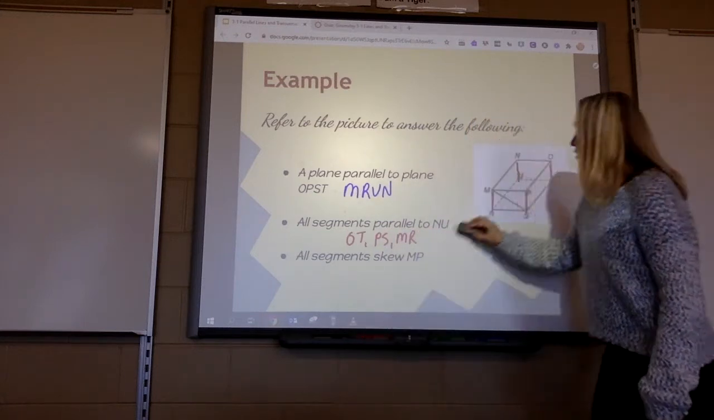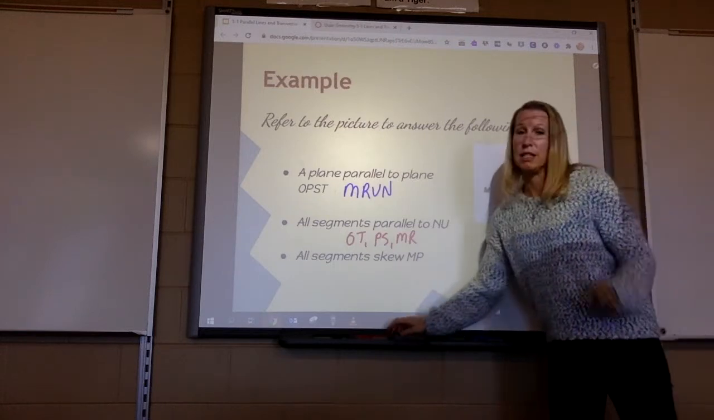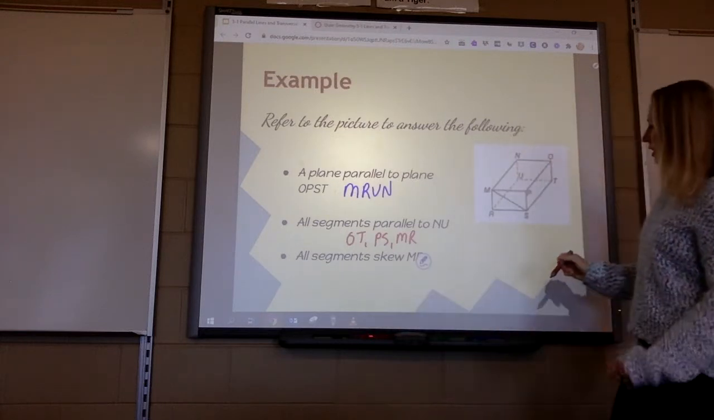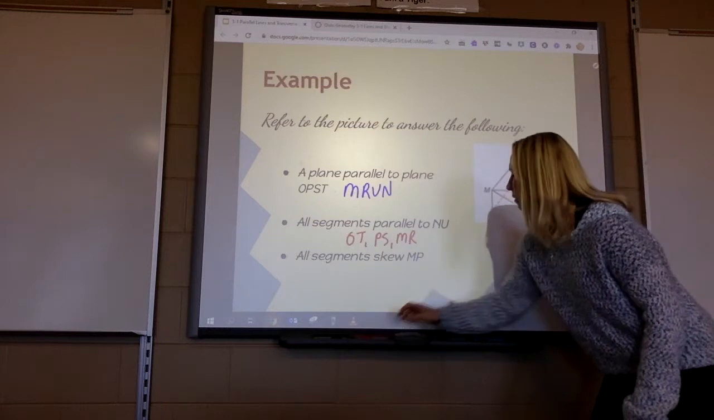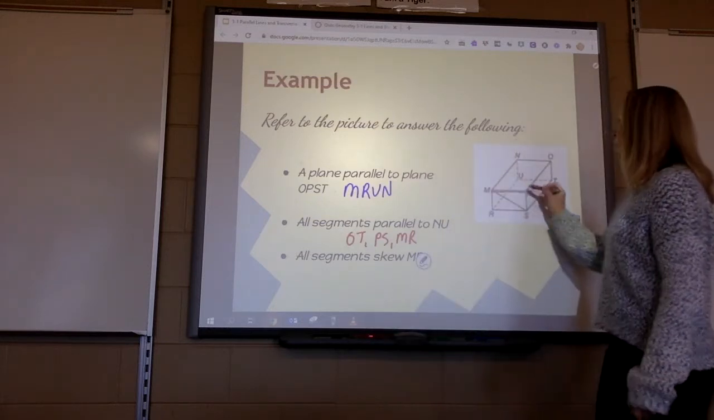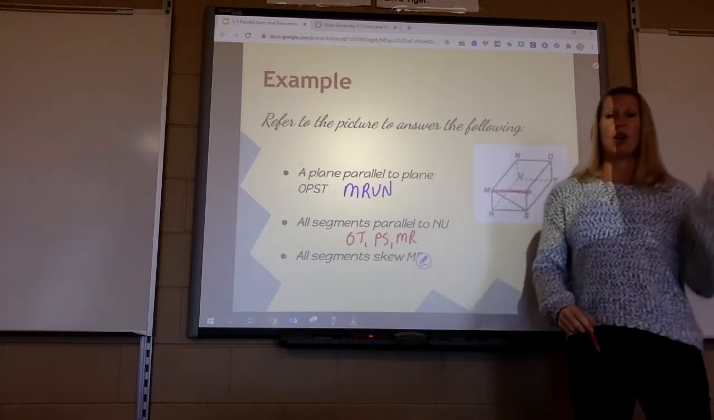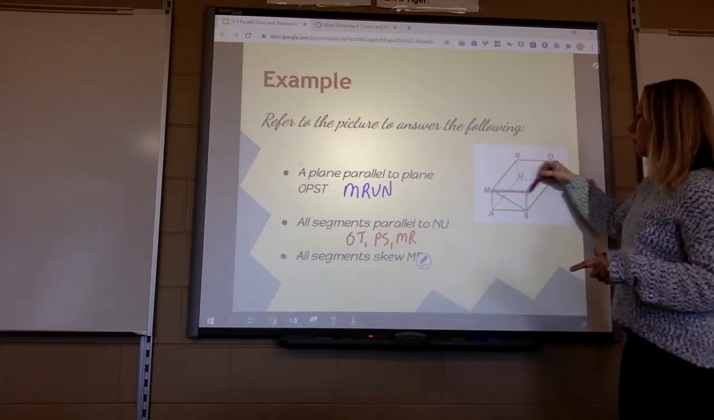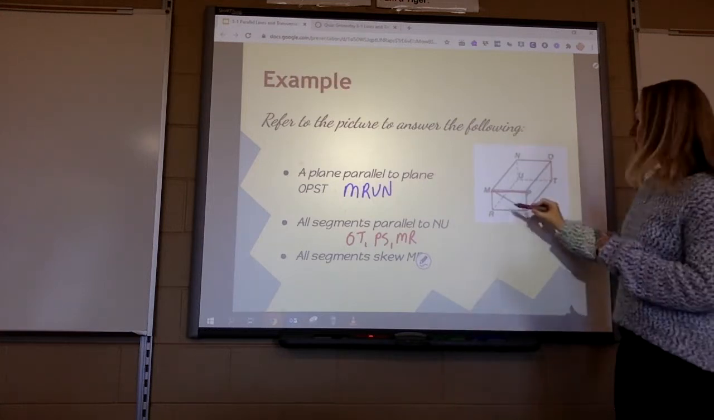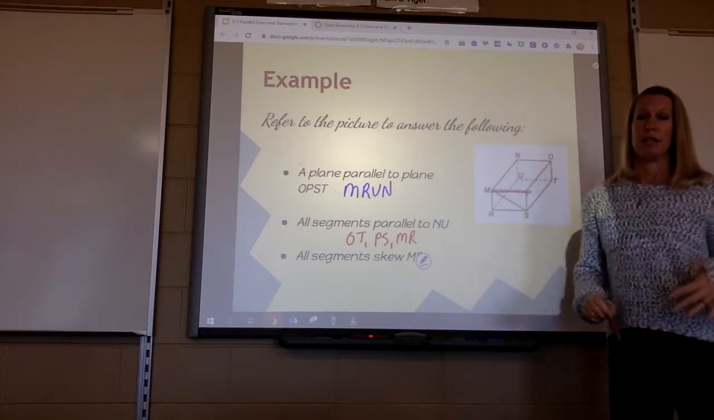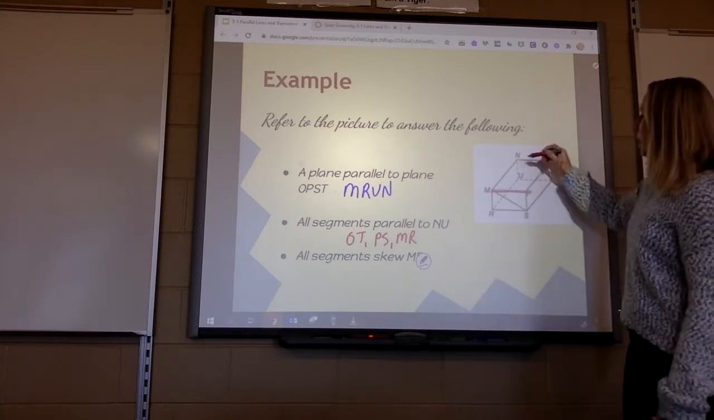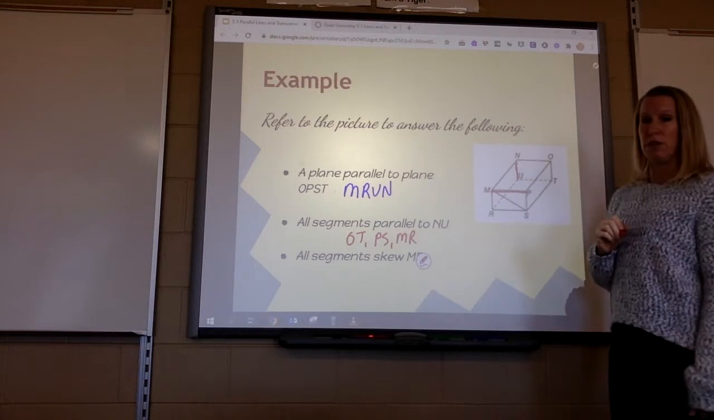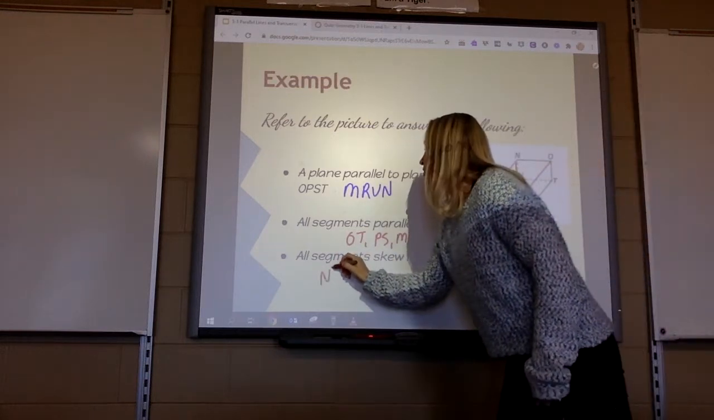Okay, all segments skew. So now we're looking at skew. Skew to MP. So here's MP. It's got to be in a different plane going in a different direction. So it cannot be NO because those are going in the same direction. It could not be RS. Those are going in the same direction. But different plane, like NU, going in a different direction.